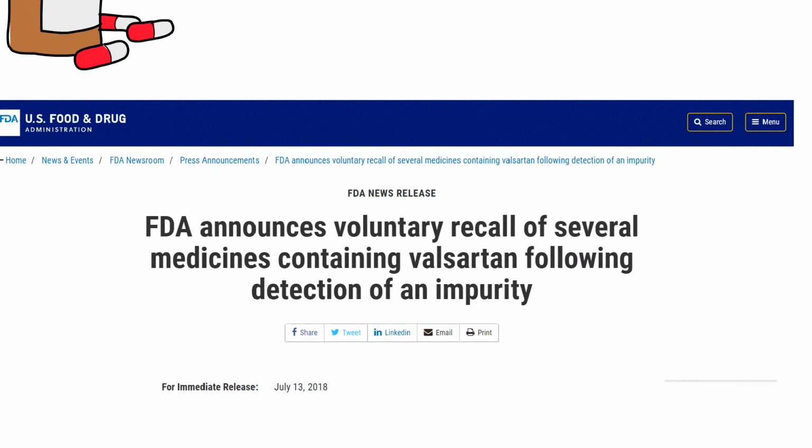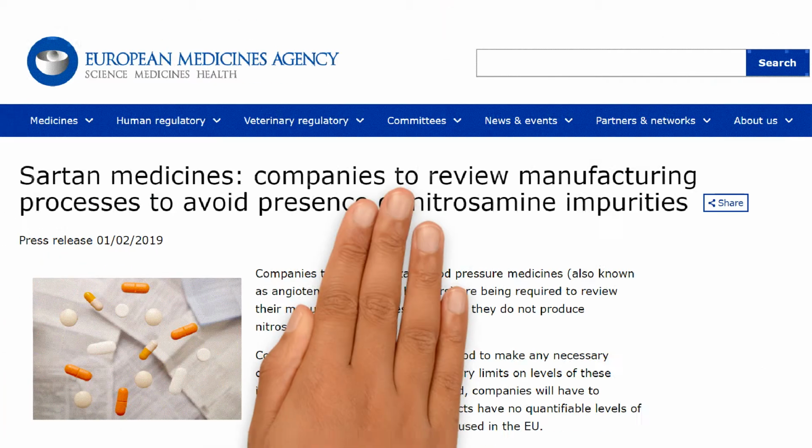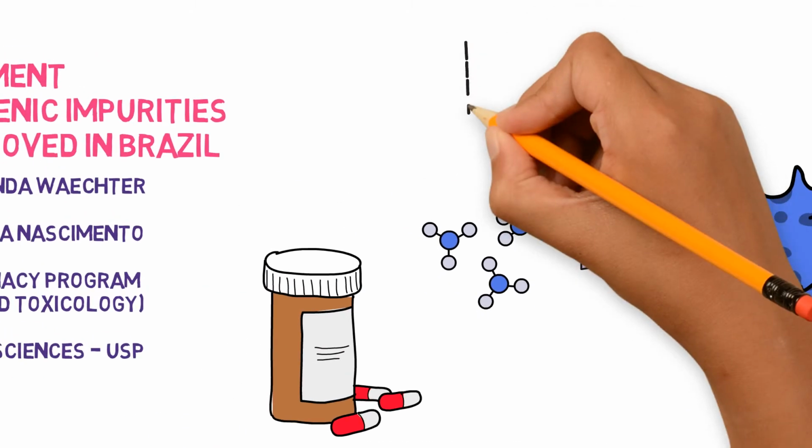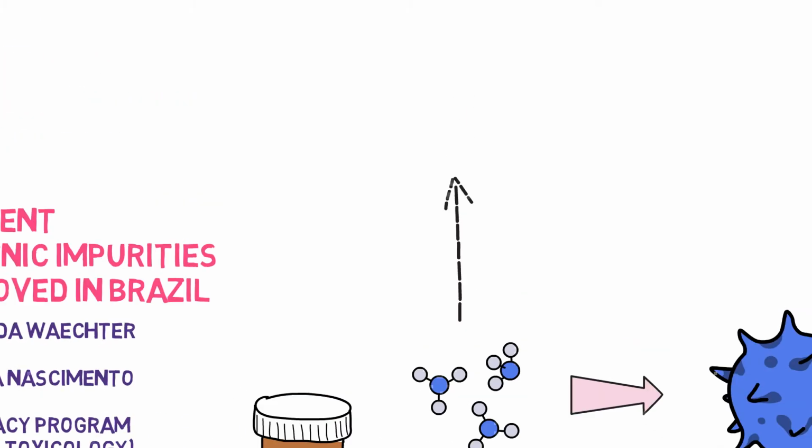Recently, many batches of valsartan and other sartans, which are a class of antihypertensive drugs, have been recalled in many countries, including the United States, Brazil, and countries in Europe, because they contain impurities in levels which caused an increase in the risk of cancer.